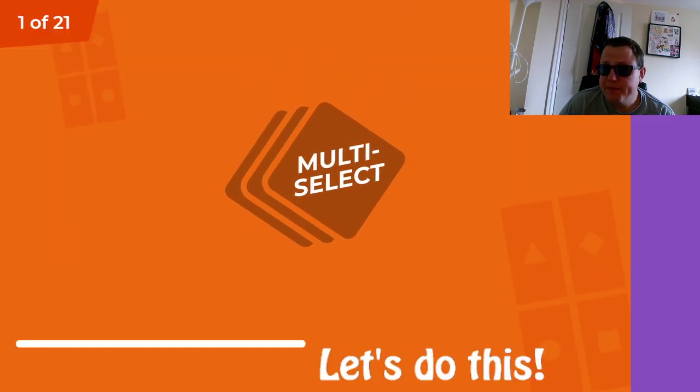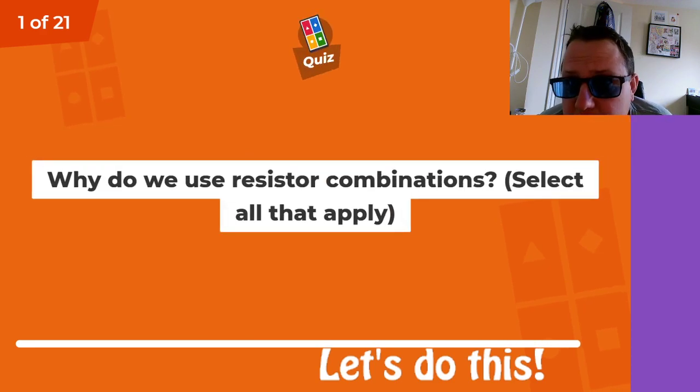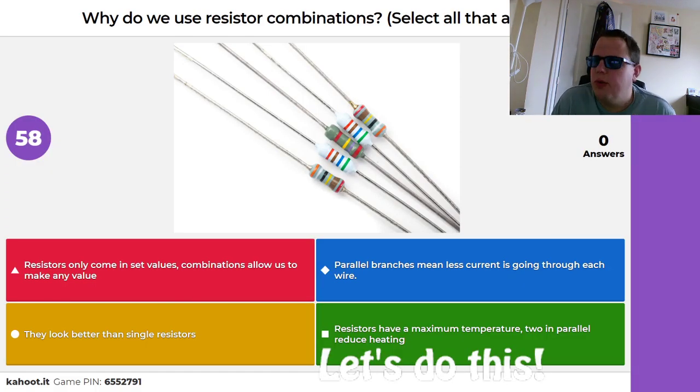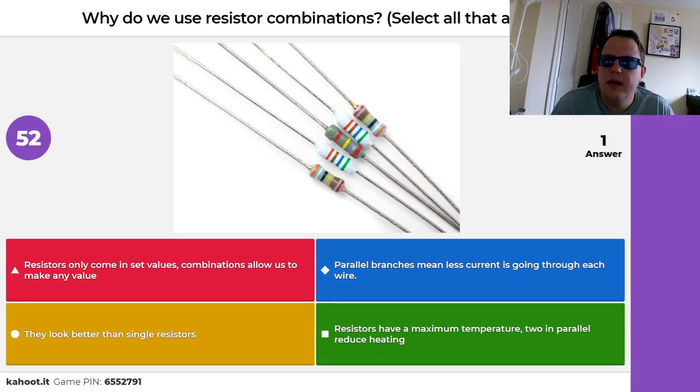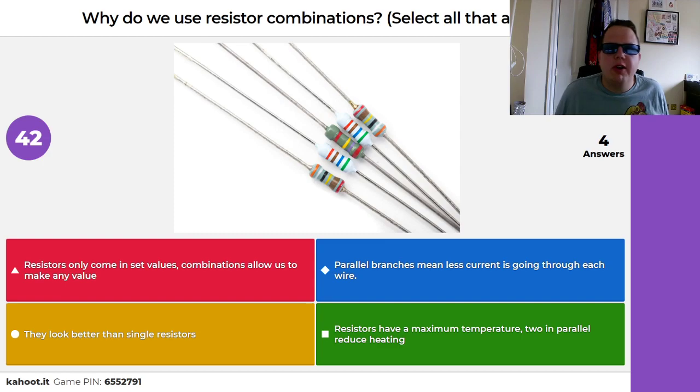Okay, so this question then. Why do we use resistors in combinations? This is all about combinations of resistors. Why do we bother? Select all that apply here. I forgot I changed the order. This was meant to be later, but it will do here now.